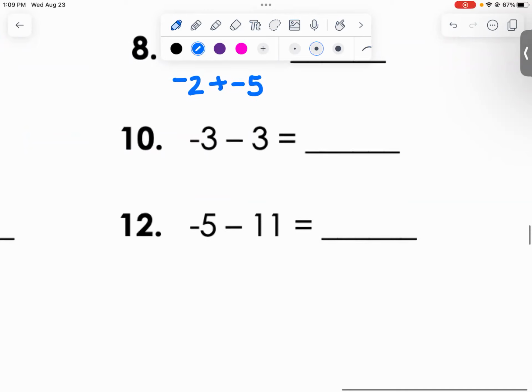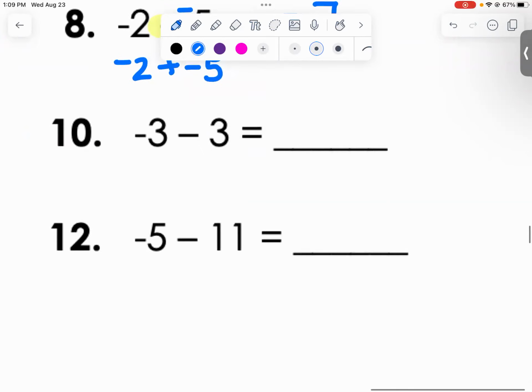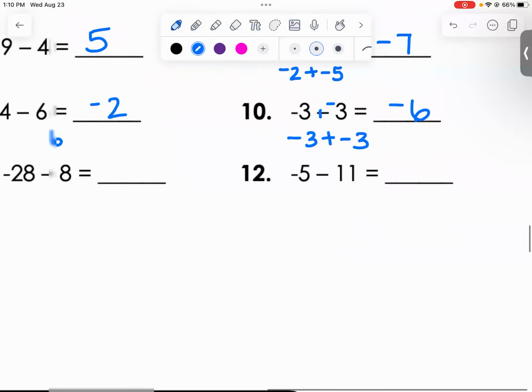If we rewrite number 10, -3 minus 3, how would we rewrite it? -3 plus -3. We're going to add the opposite. Sophia, what is -3 plus -3? Awesome. You try 11 and 12.